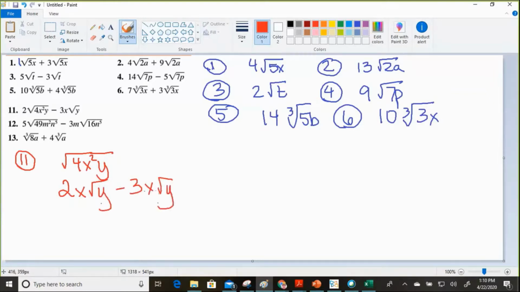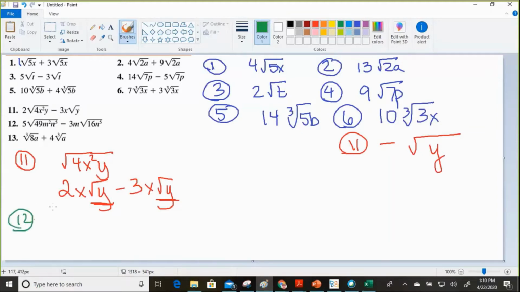So now I have an expression that looks like this, and you will notice that now my insides match. So the answer to number 11: 2 minus 3 is negative 1. Watch how I write this though. Just like this. You don't put the 1 in front. It's kind of like not putting the 1 in front of a variable. Okay, number 12.